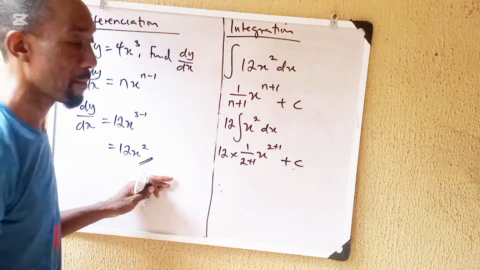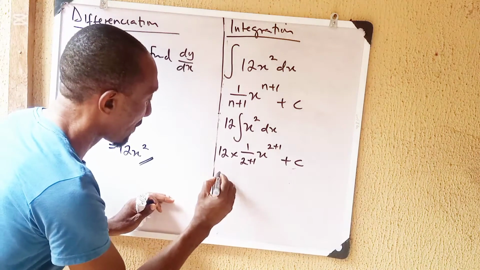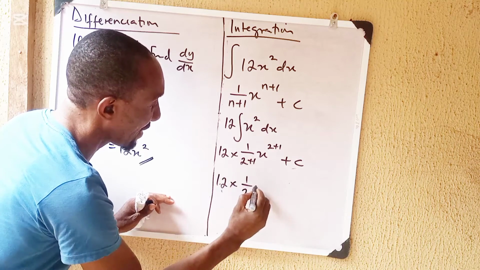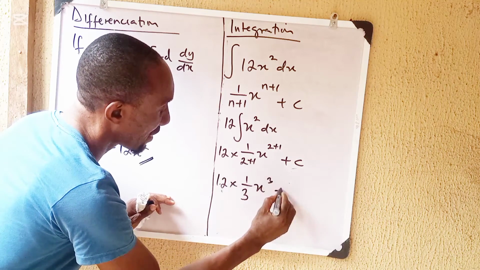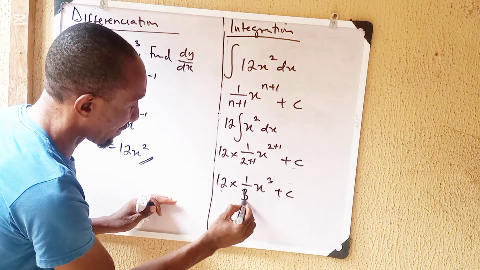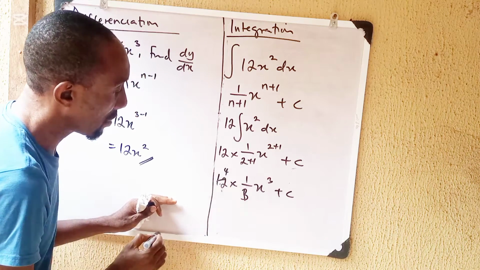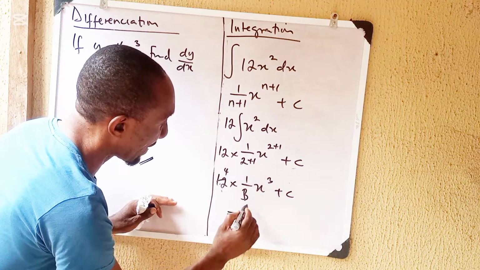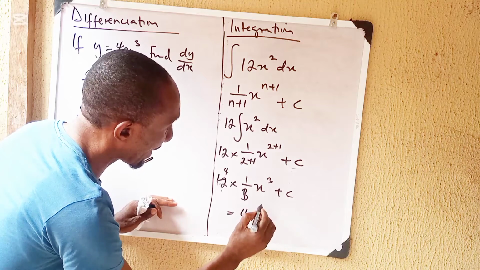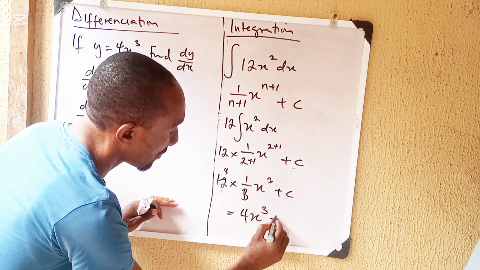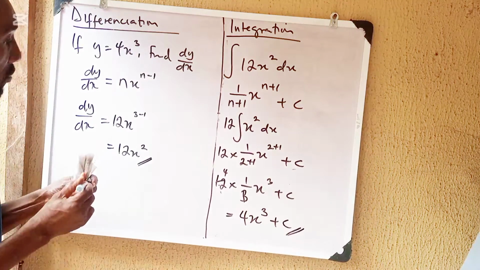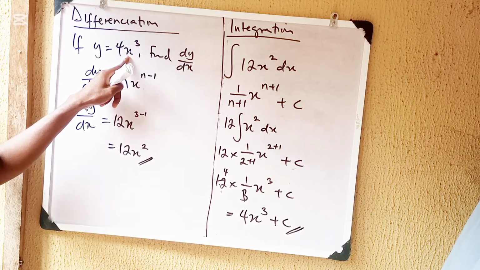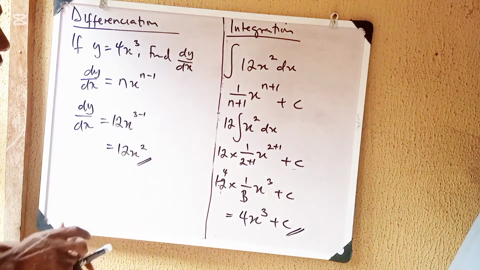Then plus c, which I will go ahead with: 12 now multiplying 1 over 2 plus 1 gives me what? 3. Then I have x to the power of 3 plus c, and I can cancel out here. 3 can go here, 1, 3 will go here, 4. So in essence, this will now give us 4 multiplying x to the power of 3, giving us 4x cubed plus c. You can see from here that we are back to the original thing that we had. Let's take more examples.